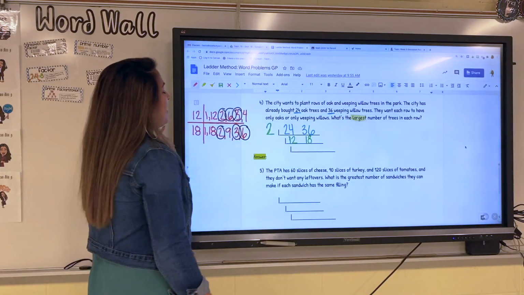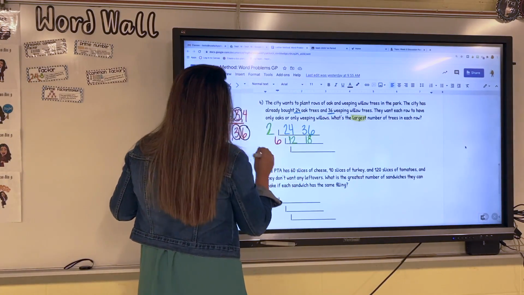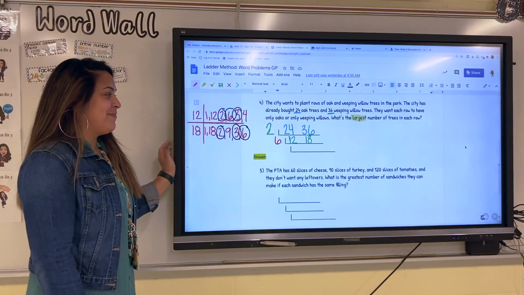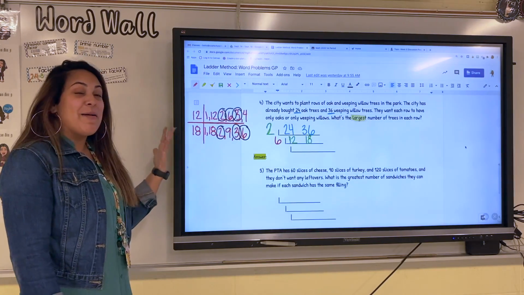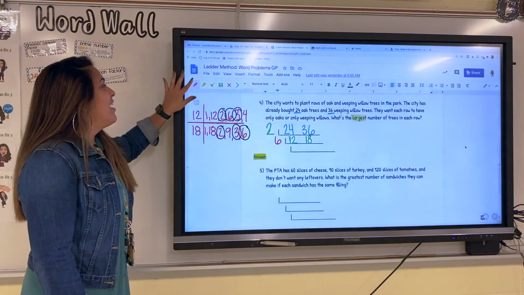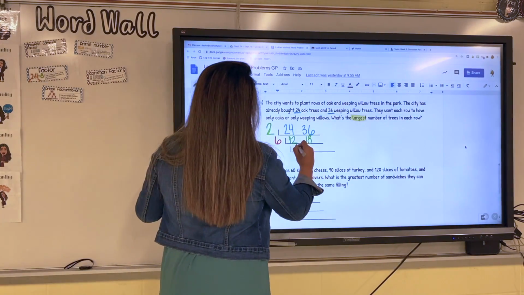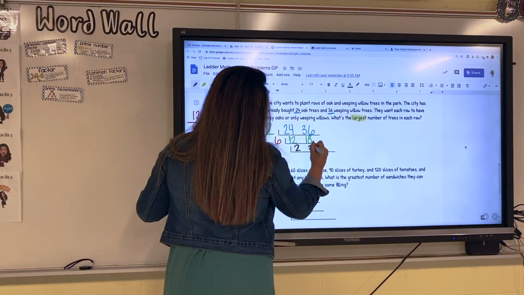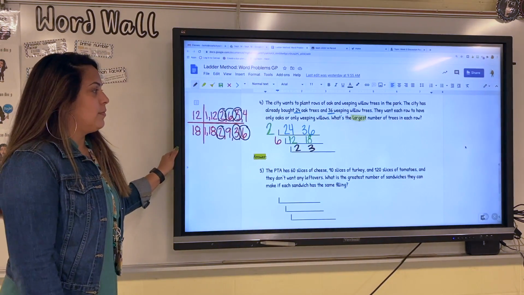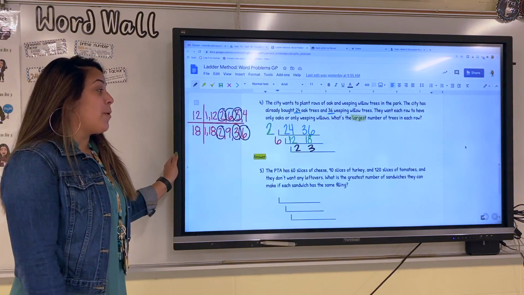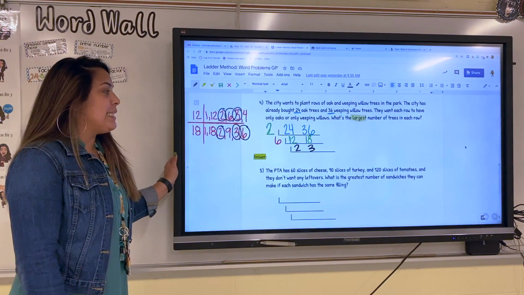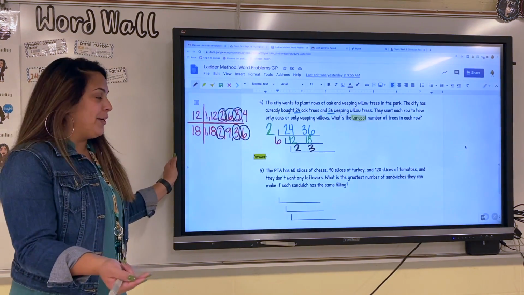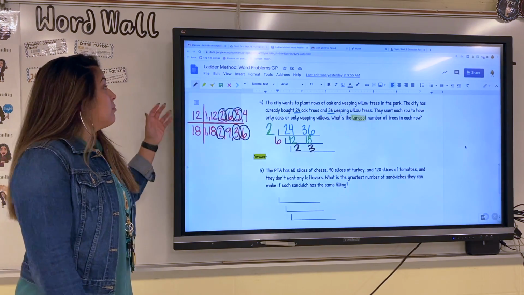So 6 is the greatest out of those 3 numbers. 2, 3, and 6. The largest number is 6. My bad. So now I'm going to divide both of these by 6. 12 divided by 6 is 2. Then 18 divided by 6 is 3. Now, 2 and 3 are prime numbers. So since they are prime numbers, they can only be multiplied by 1 and itself to get the number. So I'm done factoring out.